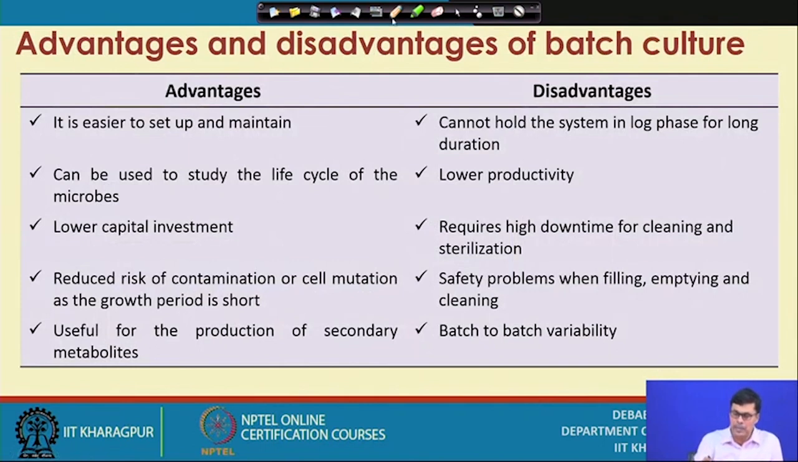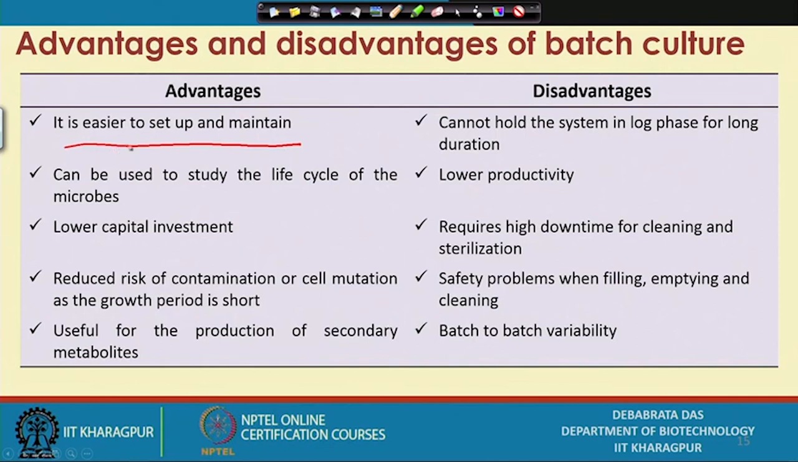Now, what are the advantages and disadvantages of the batch process? The batch process is easy to set up and maintain, because if you look at our fermentation industry, mostly they are in batch mode. As soon as we joined the World Trade Organization treaty and had free trade between countries, foreign companies entered India, and Indian companies immediately changed over their technology to advanced technology. Then batch processes were converted to continuous processes, because the productivity of the continuous process is much higher compared to the batch process.